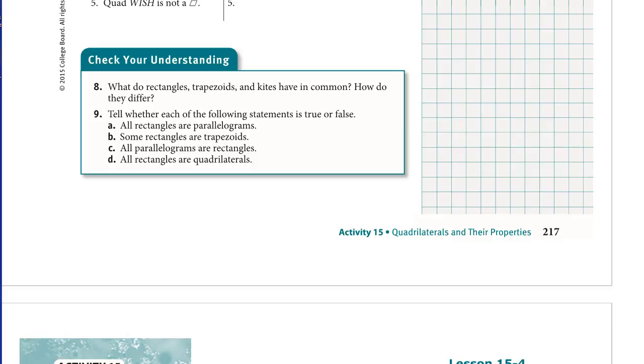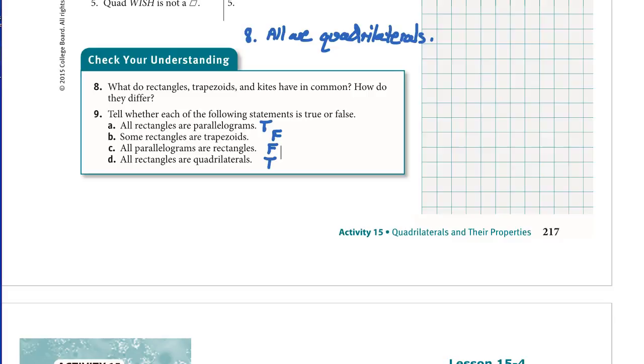Here are some check your understanding questions. Number 8, what do rectangles, trapezoids, and kites have in common, and how are they different? And then number 9, tell whether each of the following statements is true or false. So this is 4 separate questions. You're going to answer each of them true or false.